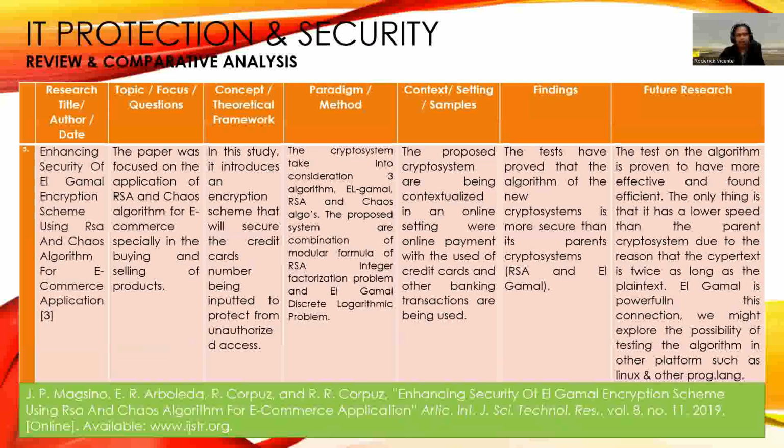So number three, I have read and compared the research title Enhancing Security of Elgamal Encryption Scheme using the RSA and Chaos Algorithm for E-commerce Applications. The paper was focused on the application of RSA and chaos algorithm for e-commerce, specifically in buying and selling products online. This paper also proposed a combination of Elgamal discrete algorithms, RSA algorithm on prime factorization and chaos algorithm on the use of random number generator.